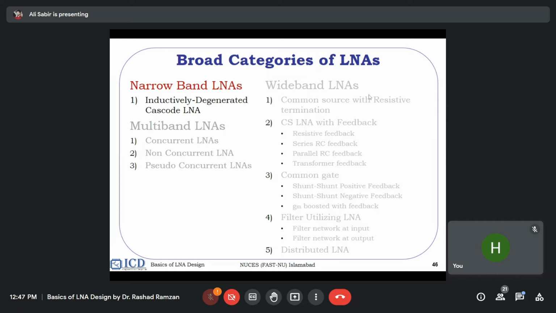Something like 8-9 years back, we published a paper about the different types of LNAs, and this is a tutorial and survey paper. So if you want to see deeper detail into these LNAs, then you can refer to my paper on the state-of-the-art LNAs, which was published almost 10 years ago.